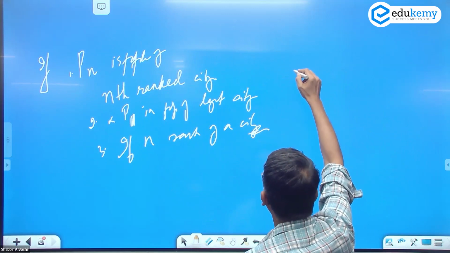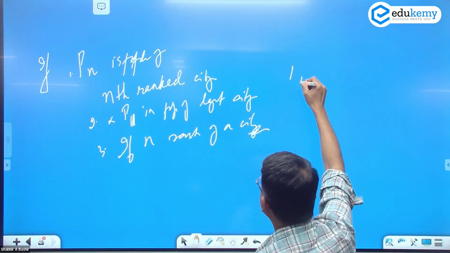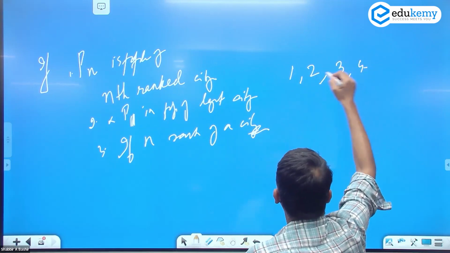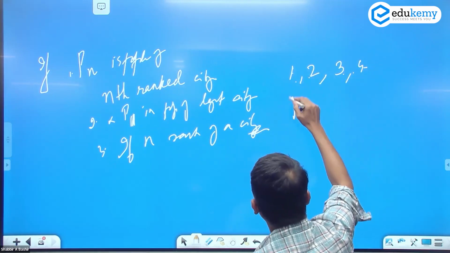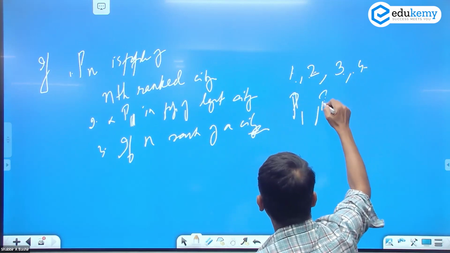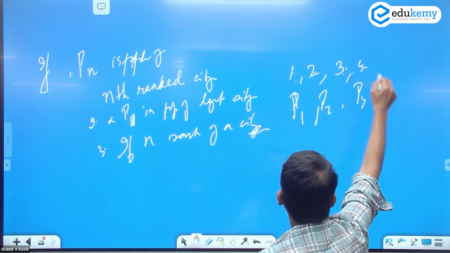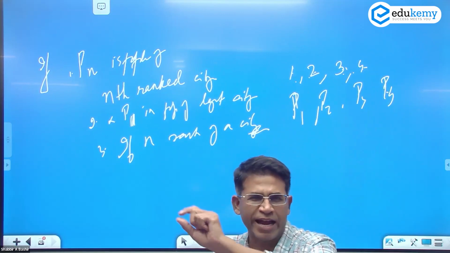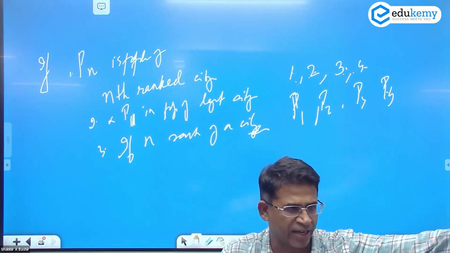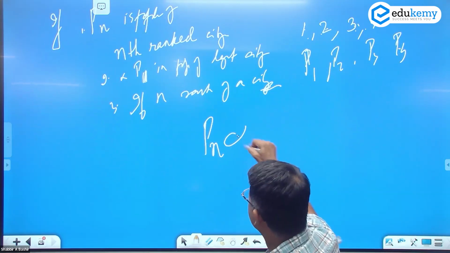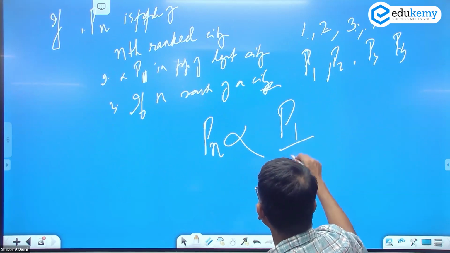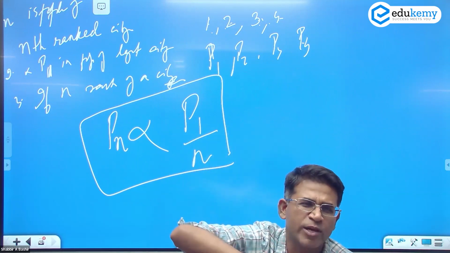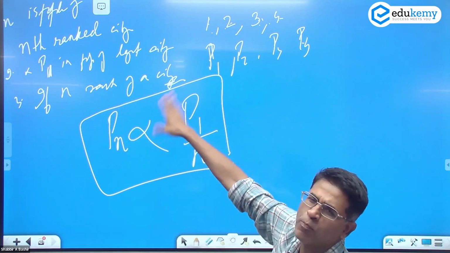The largest is called rank 1. The second largest is rank 2. The third largest is 3. The fourth is 4. These are the ranks. This one's population is P1, this one's is P2, this one's is P3, this one's is P4. If I take a settlement and arrange the population size in terms of ranks, then Pn is proportional to P1 by n. There's some constant, you can ignore that for now. I'll treat this equation as Pn equals P1 by n.